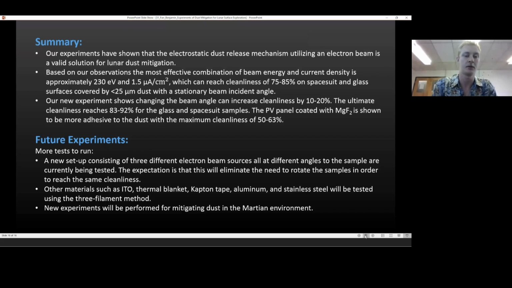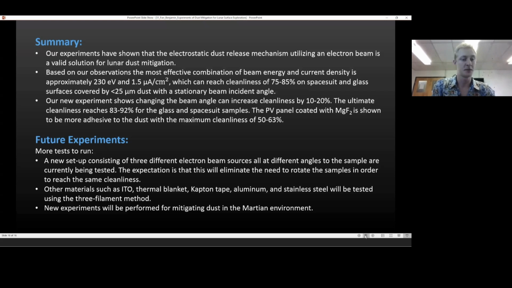So the summary for our results is that we're confident that we can use the electron beam to clean dust off of the surface. We found that 230 electron volts is a good energy, and 1.5 microns per centimeter squared is a good current density for the beam parameters. And with those, for a stationary sample, we can reach about 75 to 85% cleanliness for spacesuit and glass with less than 25 micron dust. And then we found later on that we can remove an additional 10 to 20% if we rotate the sample. And then we found that the solar panel, the maximum cleanliness we can get is about 50 to 60% cleanliness, even with the rotation.